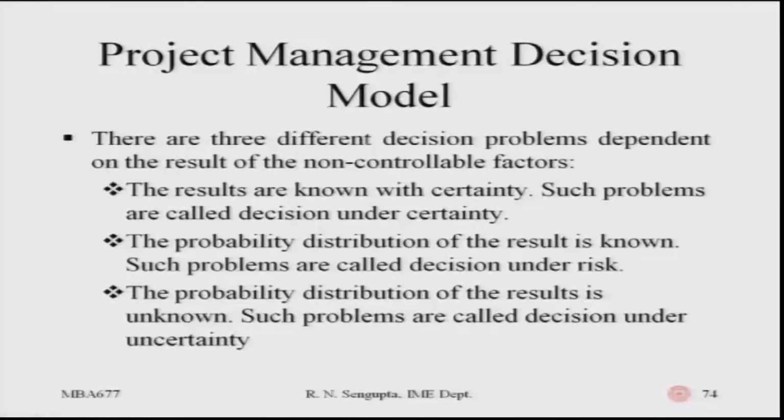There are three different decision problems depending on the results of the non controllable factors. The results are known with certainty, the probability distributions of the results are known, and the probability distributions of the results are unknown. So, if you consider the first case, that the results are known, such problems are called decisions under certainty. So, if you have decisions under certainty, the concept of risk would not arise, which means that all things are known to you, you know the time, you know the resource constraints which are there, you know the cost implications, there is no change in the cost implications, all the variables which are external and internal to the system are known to you with certainty value or 100% probability value, and you work accordingly.